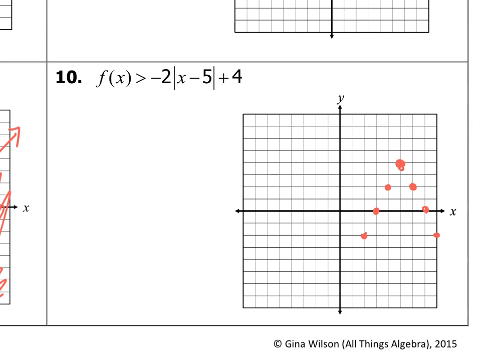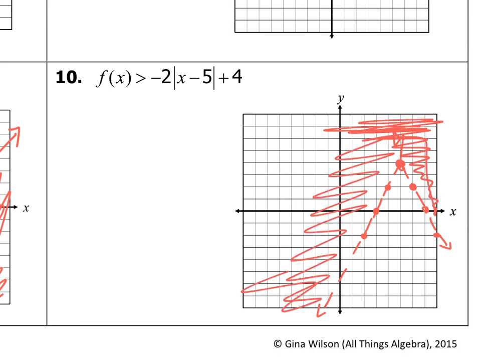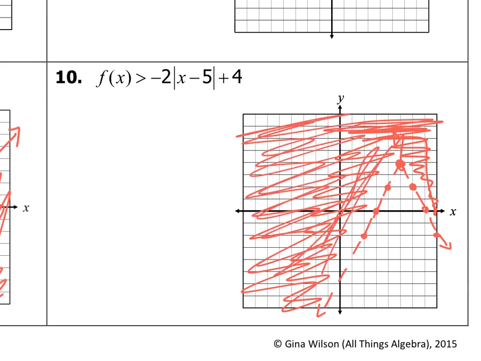Again, I need a dotted line, so I'm going to connect all these with dotted lines. So it looks something kind of like this, and then on the right hand side, something about like this. Okay. This one says that it is greater than, so I'm going to shade up. Pick any point you want to, and you shade up from there. So we're shading all this stuff on top. And that is it. We can use our parent function and our new knowledge that we have to graph this a little bit easier.